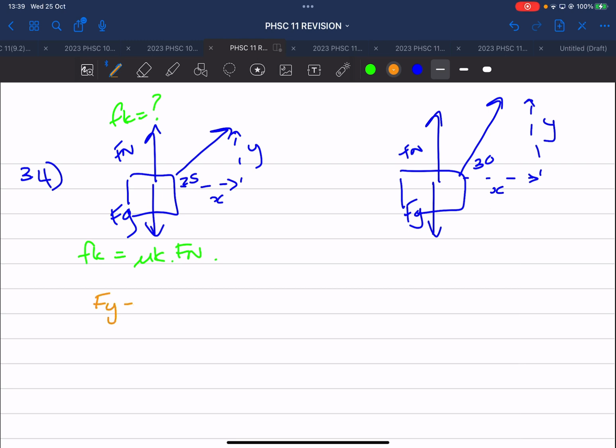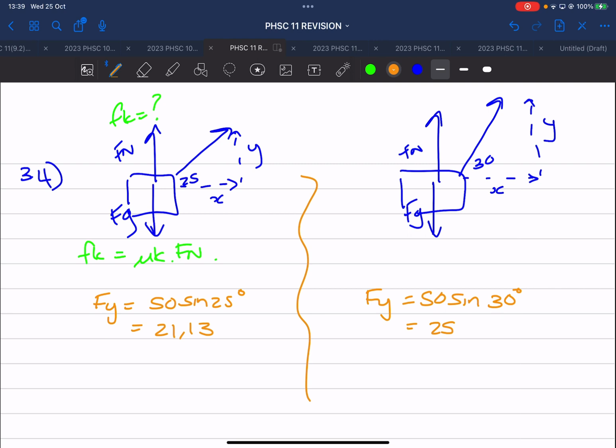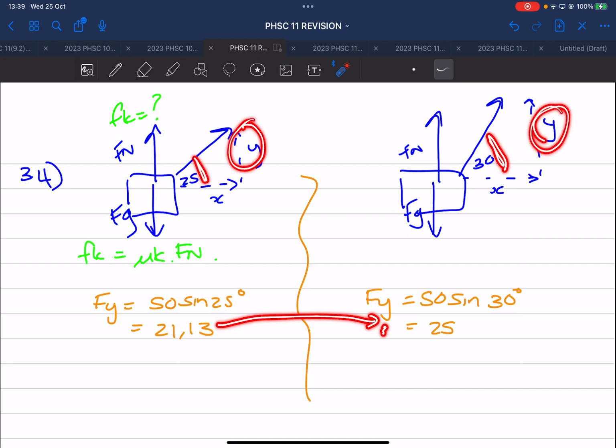Let's just check. If y is 50, what was it, sin of 25. Who's on a calculator? Quickly calculate that, please. And if y is 50 sin of 30. 21,13. Yes, on the dot, yes. Okay, so can you see that the Fy increased? It went up. When the angle got bigger, this y component got bigger.